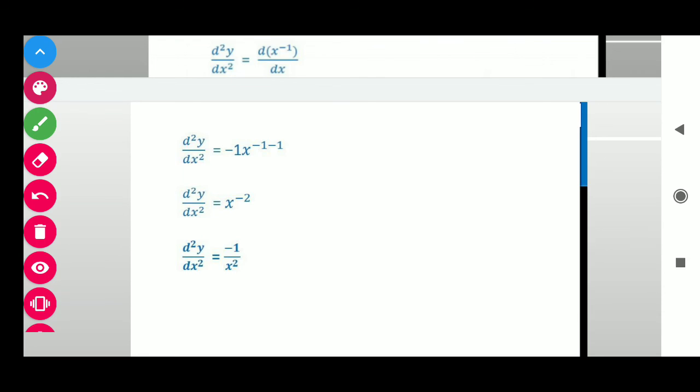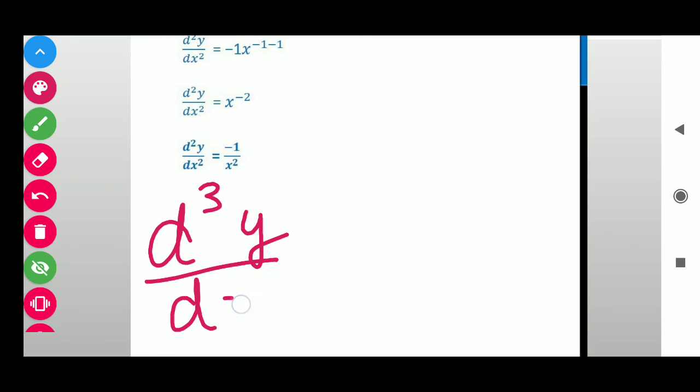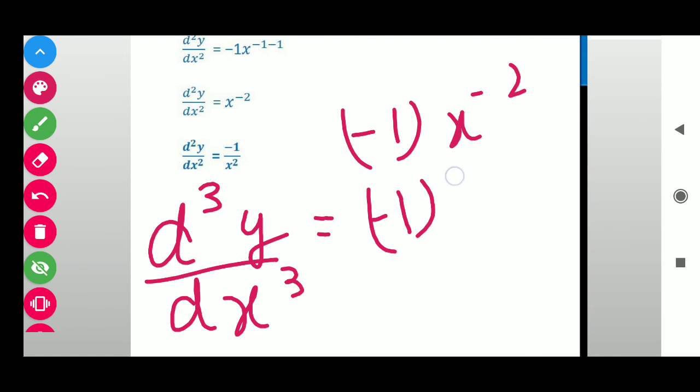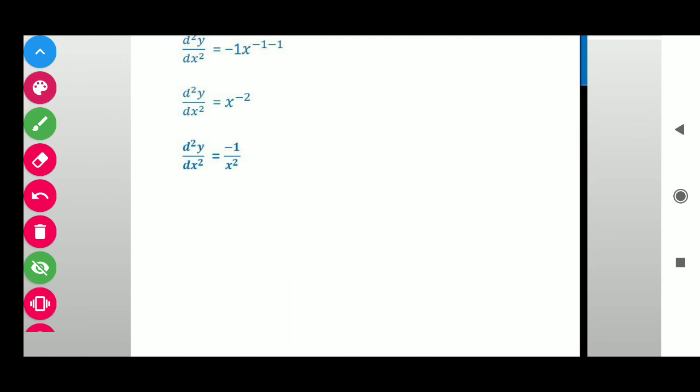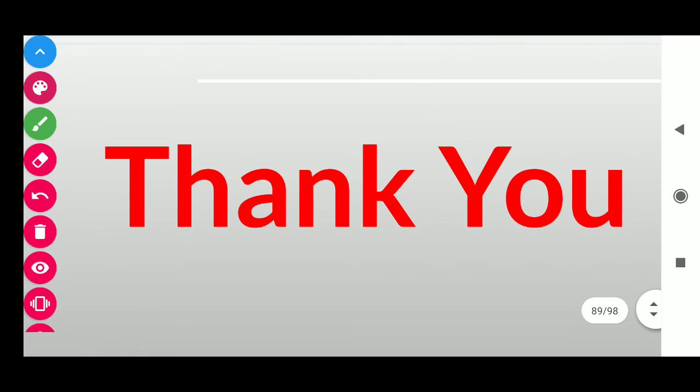So in this way students, if they ask us to find the third order derivative, then we will write d cube y over dx cube and do its derivative again with the same rule. In this way we will write minus 1 x raised to the minus 2 and its derivative is minus 1 into minus 2 x raised to power minus 3. It's very simple, but it needs a lot of practice. So students, hopefully all of you understand today's topic. So thank you for watching the complete video.